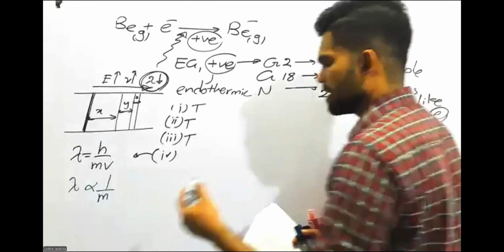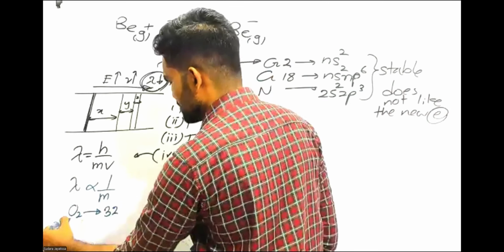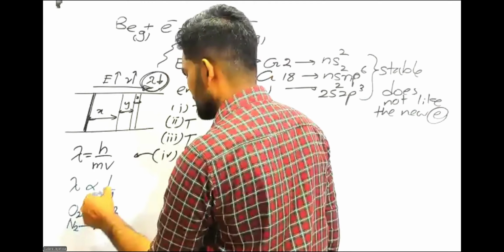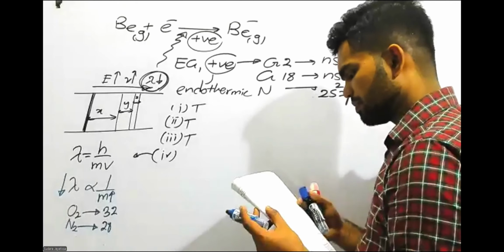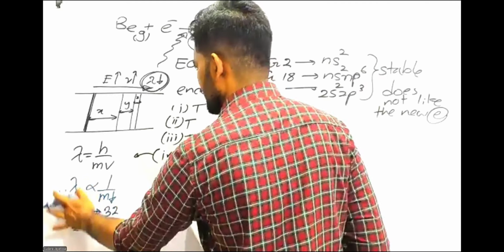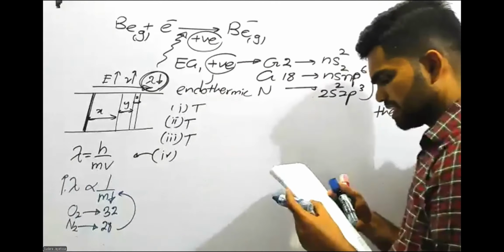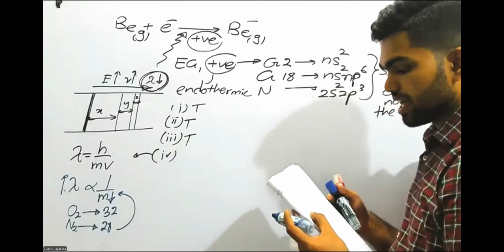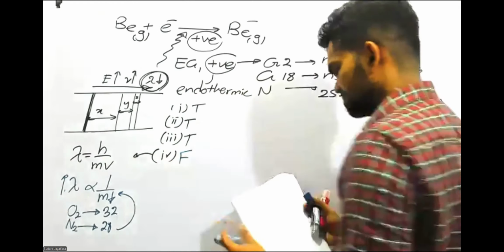If you consider O2 and N2, O2 relative molecular mass is 32, 16 times 2. N2 relative molecular mass is 28. So O2 is heavier. If it is heavier, then it should have a lower wavelength. Nitrogen is the lighter one. So it should have a higher de Broglie wavelength. But it is telling nitrogen is having shorter de Broglie wavelength. No. Nitrogen should have a higher de Broglie wavelength. Understand now? So this one is false.